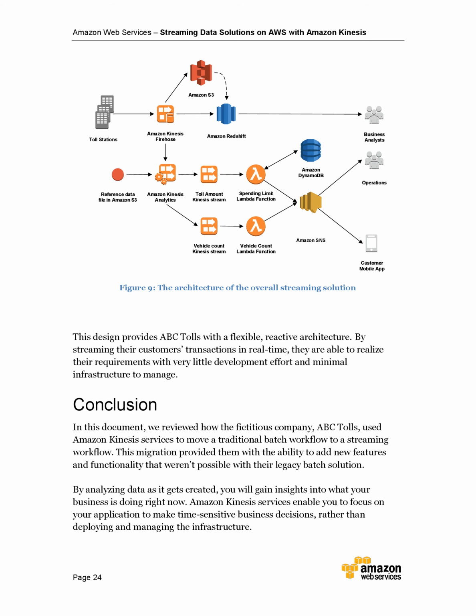Conclusion. In this document, we reviewed how the fictitious company, ABC Tolls, used Amazon Kinesis services to move a traditional batch workflow to a streaming workflow. This migration provided them with the ability to add new features and functionality that weren't possible with their legacy batch solution. By analyzing data as it gets created, you will gain insights into what your business is doing right now. Amazon Kinesis services enable you to focus on your application to make time-sensitive business decisions, rather than deploying and managing the infrastructure.